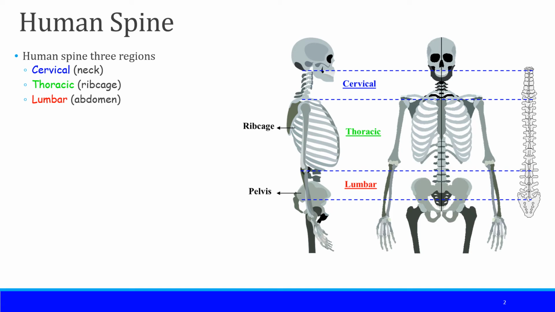This clip is about biomechanics of injury in intervertebral disc. The human spine has three regions: cervical spine, thoracic spine, and the lumbar spine. The cervical spine is near the neck, the thoracic spine is near the rib cage and is interconnected with the rib cage, and the lumbar spine is near the abdominal area.